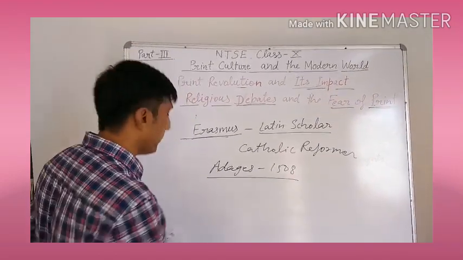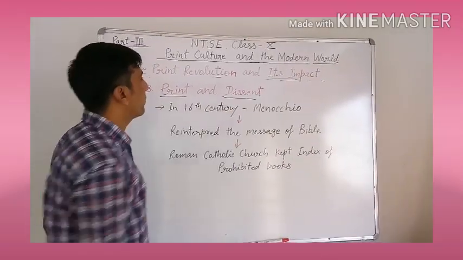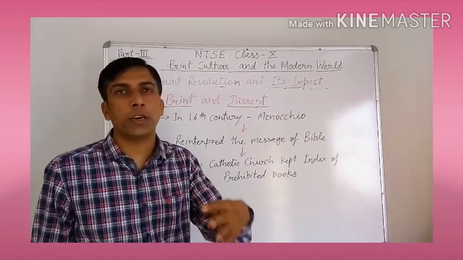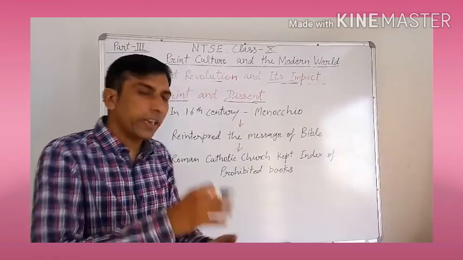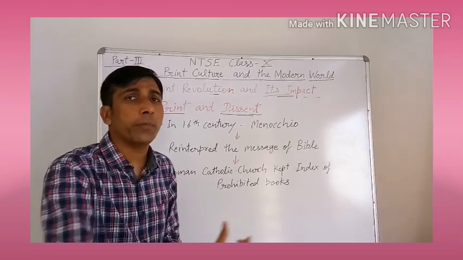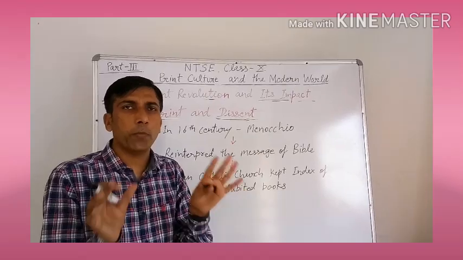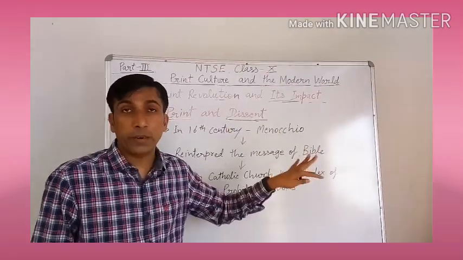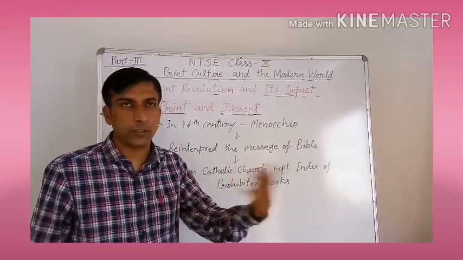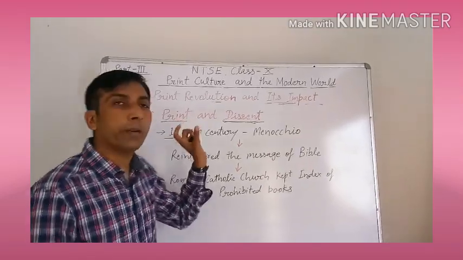So let's discuss the next topic. The next topic is print and dissent. Dissent means disagreement or opposition to the present belief or ideas. Somebody is opposing the present beliefs or ideas, maybe religious, maybe social, maybe other kinds of political ideas. So anybody who opposes the ideas of present beliefs is known as a dissenter, or dissent is the disagreement with the ideas of the present belief. We'll take one example in this topic, print and dissent.